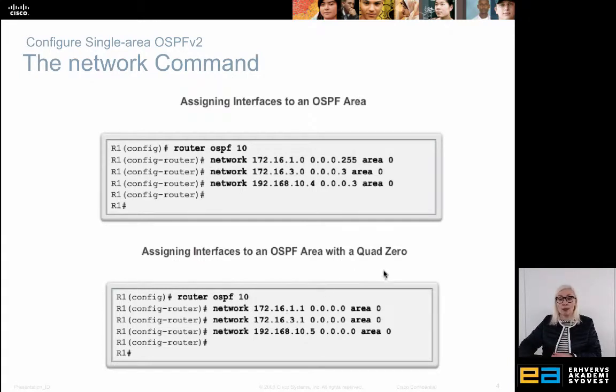So the other way of configuring it is by using the interface address and the quad 0, four zeros, as the wildcard mask, and still the area and the area number. It's easier, then you don't need to calculate anything.